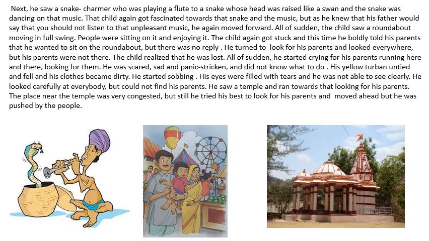All of a sudden, he started crying for his parents, running here and there, looking for them. He was scared, sad, and panic stricken, and did not know what to do. His yellow turban untied and fell, and his clothes became dirty. He started sobbing. His eyes were filled with tears, and he was not able to see clearly. He looked carefully at everybody, but could not find his parents.